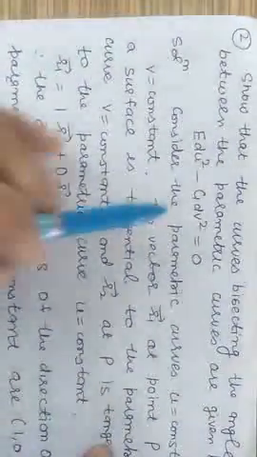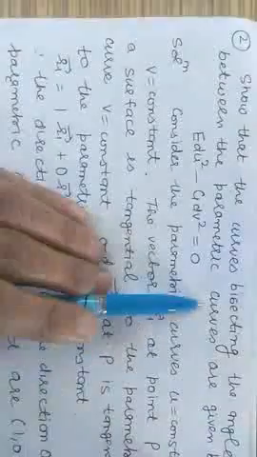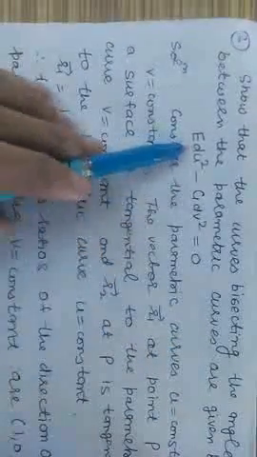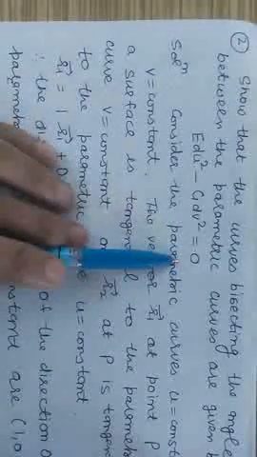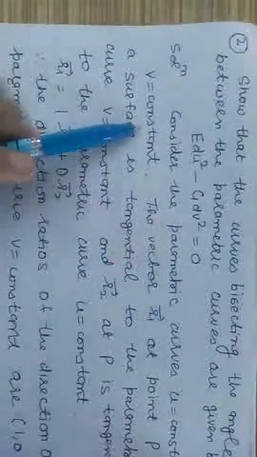Now the next problem is: show that the curves bisecting the angle between the parametric curves are given by E du square minus G dv square equal to 0. Parametric curves means the curves u equal to constant and v equal to constant. These are the parametric curves.